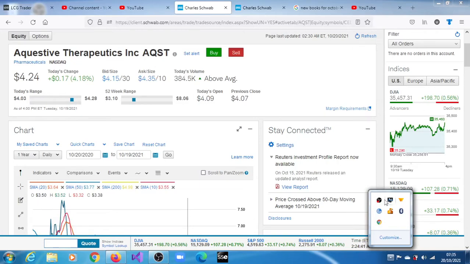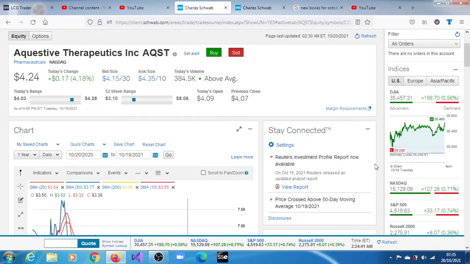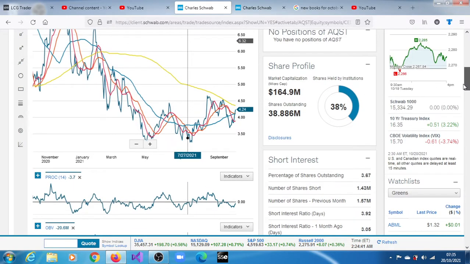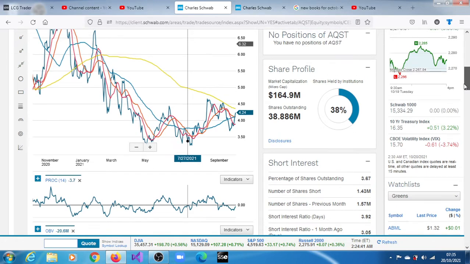AQST stock, AQST Therapeutics Inc. For the session of the 19th of October 2021, it closed at $4.24, a gain of 4.18%, and 384,500 shares across the tape, which was above average. Does it have a relatively small float? Relatively small float. Going by the fact that we have this 38 million and some fraction shares outstanding, there's a good chance the float will be even less than that.